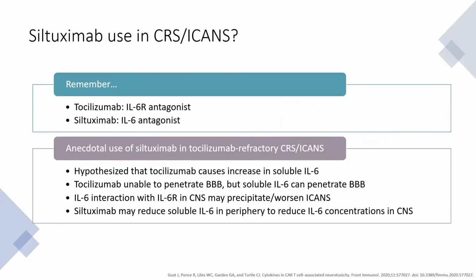And tocilizumab is not able to penetrate the blood-brain barrier, but soluble IL-6 is able to. And so it's thought that the IL-6 interaction with the IL-6 receptor in the CNS may precipitate or even worsen ICANS. And so we think that Siltuximab may reduce soluble IL-6 in the periphery to reduce IL-6 concentrations in the CNS, thereby treating ICANS. And so you may see Siltuximab used in this tocilizumab refractory setting.